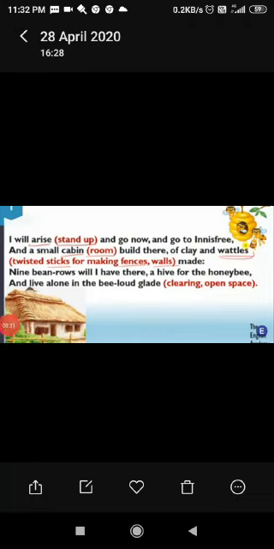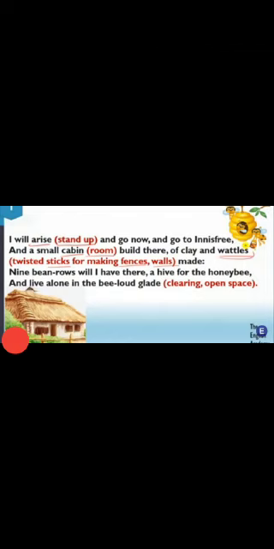So here is stanza number one. We will understand the meaning of stanza number one, and we'll also understand the word meanings all together. Separately, I'm not describing word meanings. So the first word is arise.